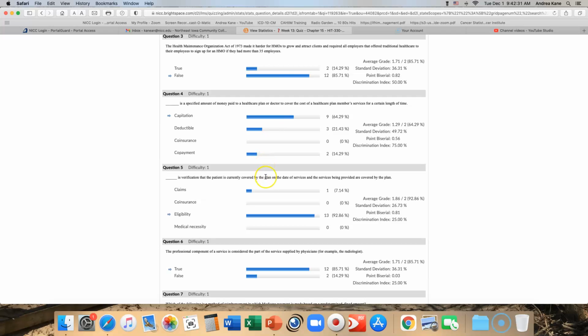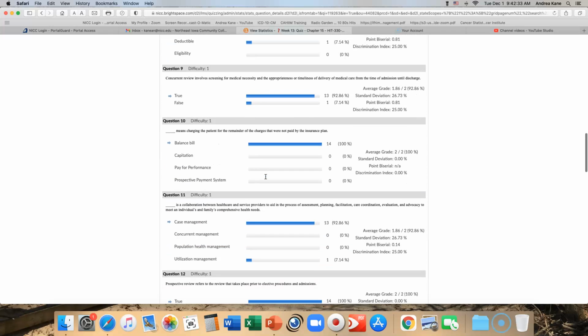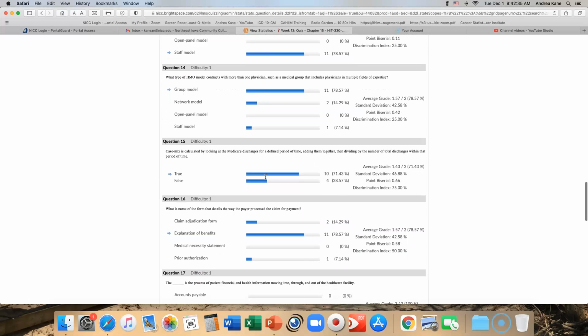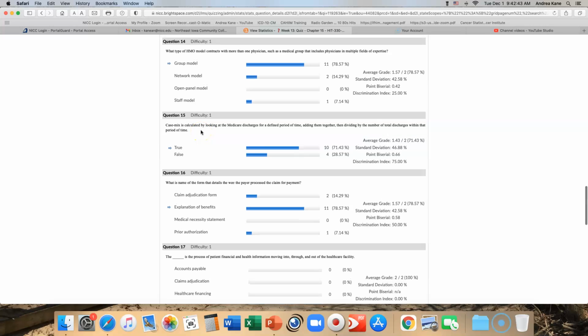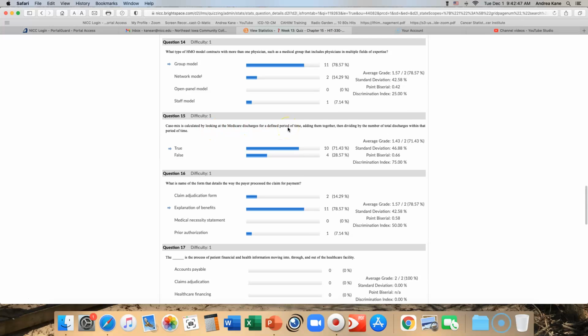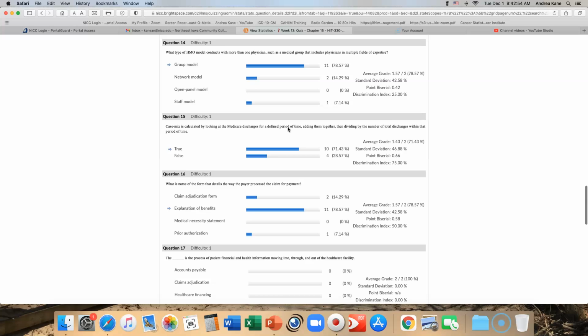All right, next one I wanted to talk about was number 15. Even though only 4 people had it wrong, I wanted to talk about case mix. Case mix is calculated by looking at Medicare discharges for a defined period of time, adding them together, and then dividing by the number of total discharges within that period of time. That is the definition for case mix index.